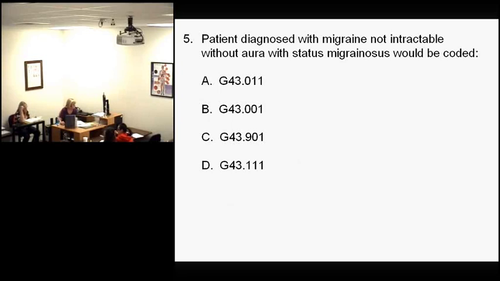Right? 901. Migraine unspecified, not intractable. Yeah, it's unspecified. 111 is with aura, and we don't have an aura. So it's got to be B. So it's the same thing almost as ICD-9. You've just got to match up every word and make sure your withs and withouts are addressed.